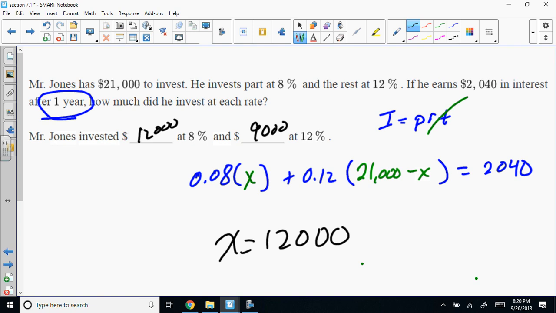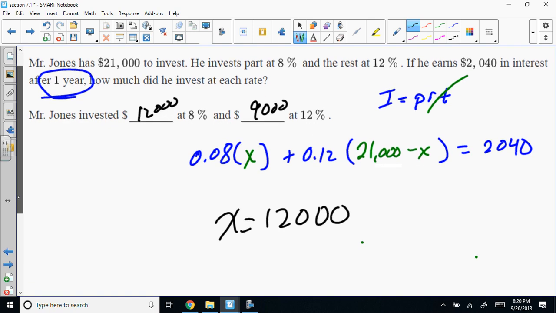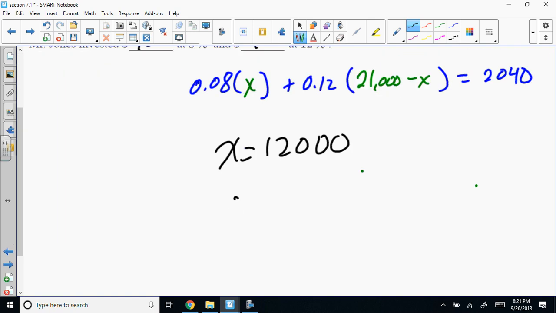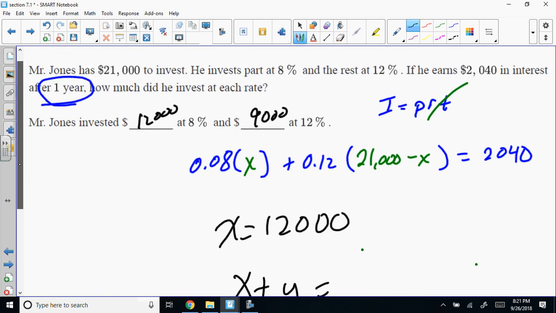Anybody want to see this in the system? You want to see this in the system? You want to do a system? It was? You liked it? Well, here. But you should have what? X plus Y? What is it? X plus Y equals what, guys? Is it the interest?